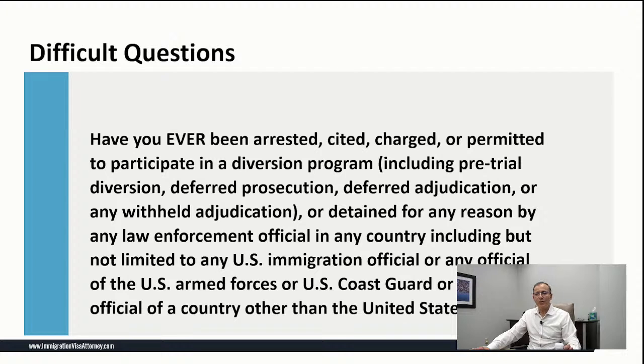Now, for your 14-year-old son or daughter who must re-register, most of the time the answer to the question is no, so that should not be a problem.